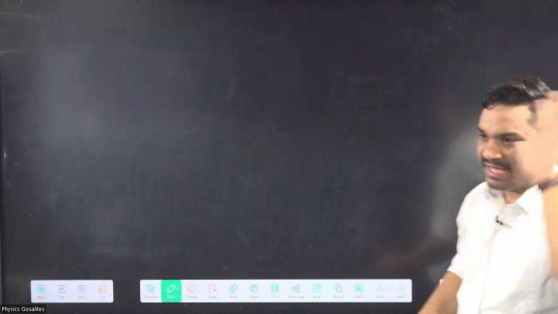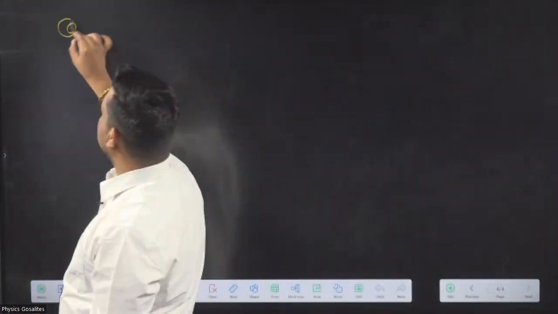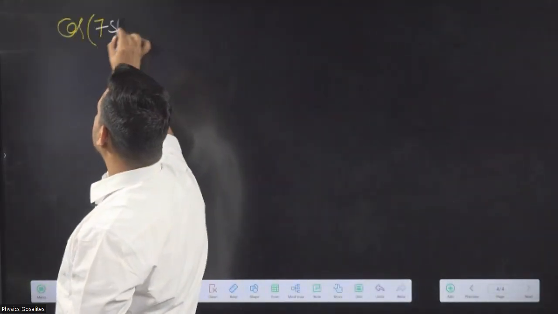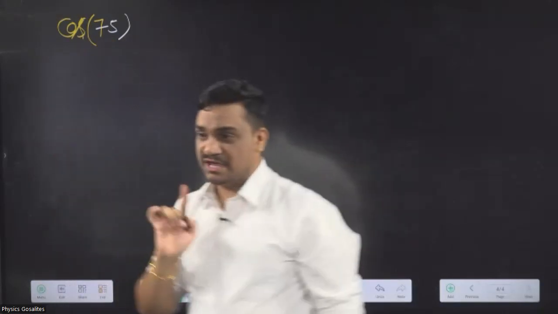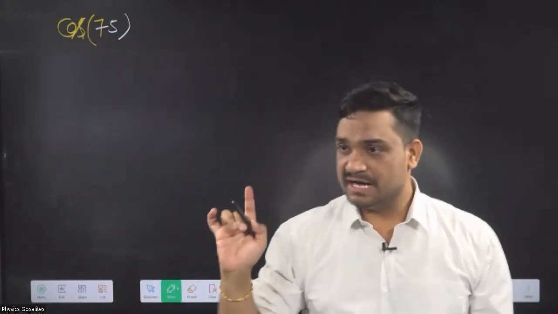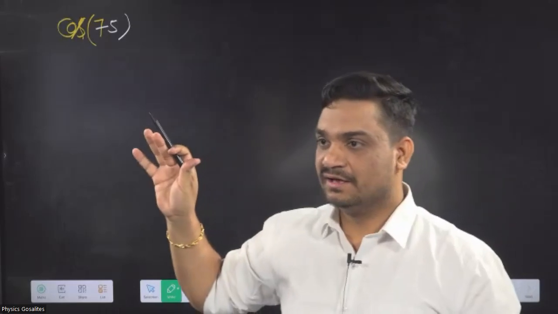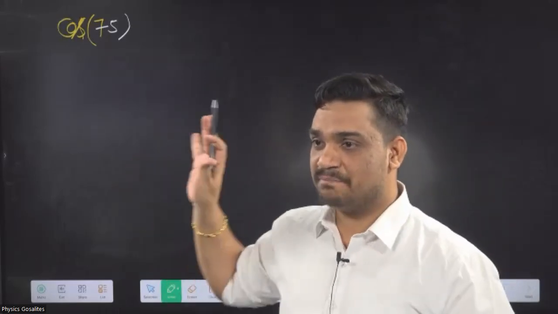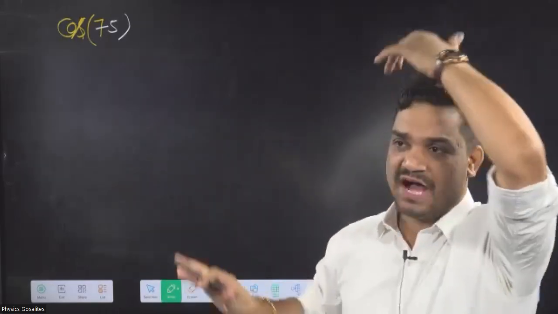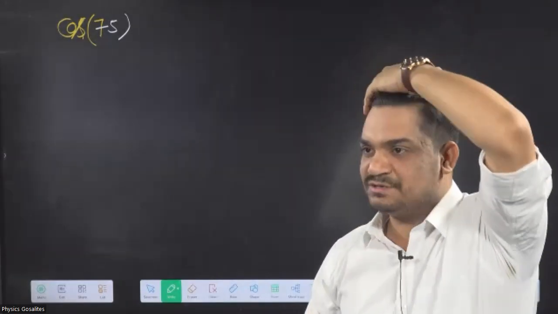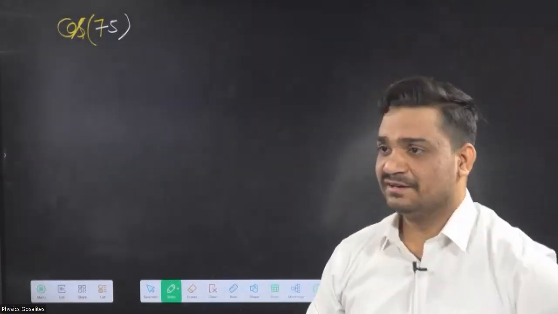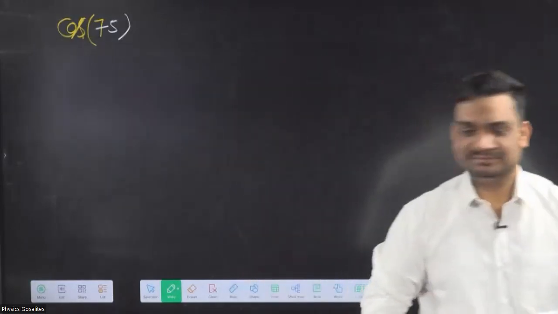And this is cos 75. Give me the answer for this one. Cos 75, same way you will do it, and don't cancel anything, okay? Same method you have to follow. Tell me the answer fast. Yes, Pawan Sai, what is the answer?